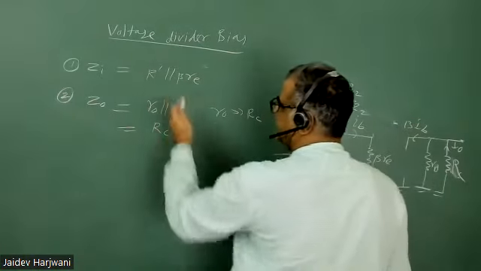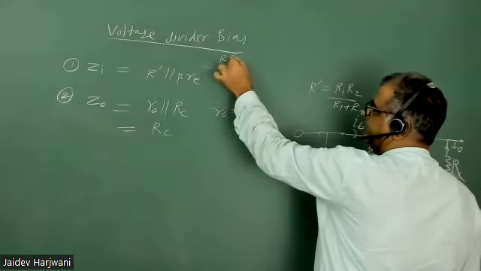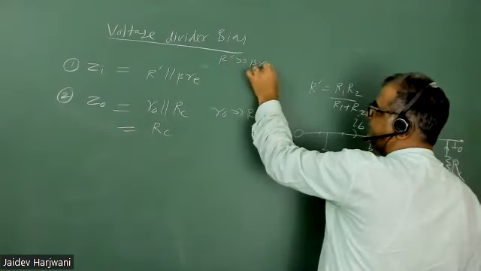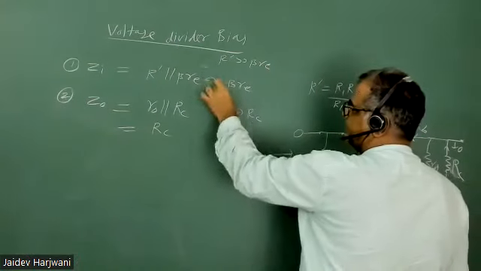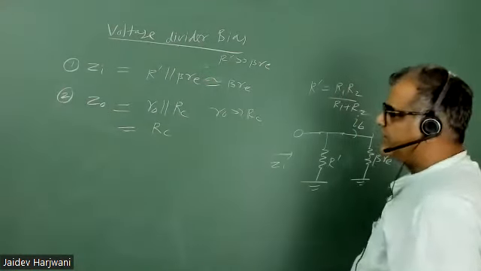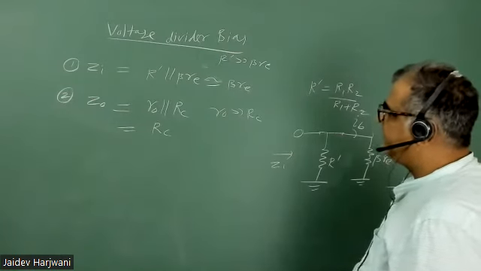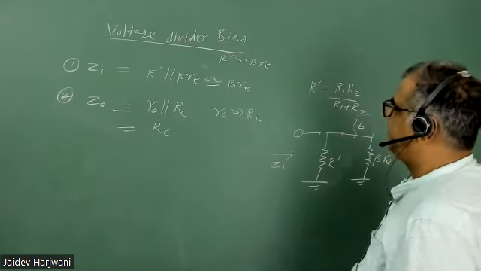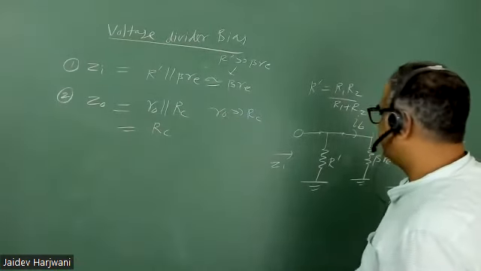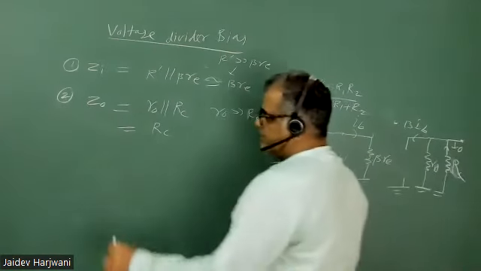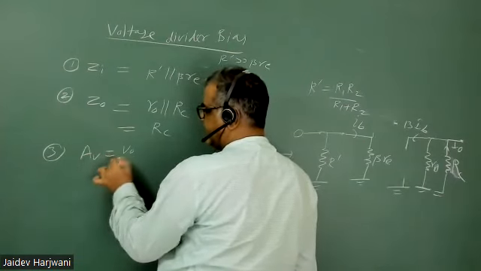Similarly here R dash is very high. If R dash is very high compared to beta RE, then for this parallel combination you can simply write beta RE. For that you have to see the question, what values are coming. At that time you can replace. If they're comparable, then don't replace. If the difference is very high, then you can neglect the other one. And the third thing we want is AV, that is V naught upon V input.